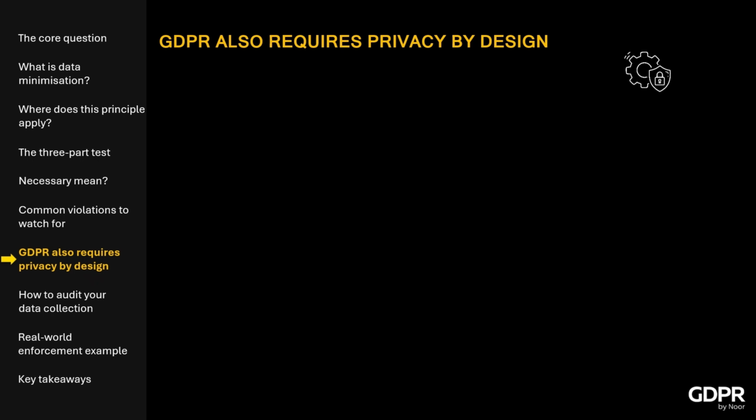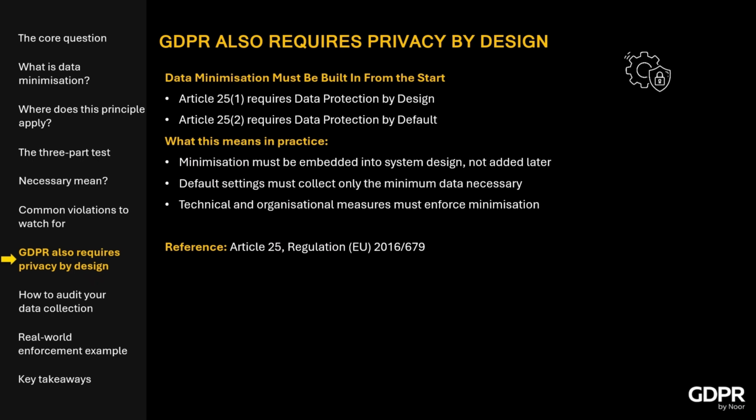GDPR also requires privacy by design. Article 25 adds a proactive obligation. Minimization must be built into your systems before they go live, not applied as a correction afterward. Article 25 paragraph 2 specifically requires that default settings collect only the minimum necessary data. The specific measures required are proportionate to the nature and scale of your processing, but the obligation to embed minimization from the start is not optional. Your development and design teams all share the compliance responsibility.